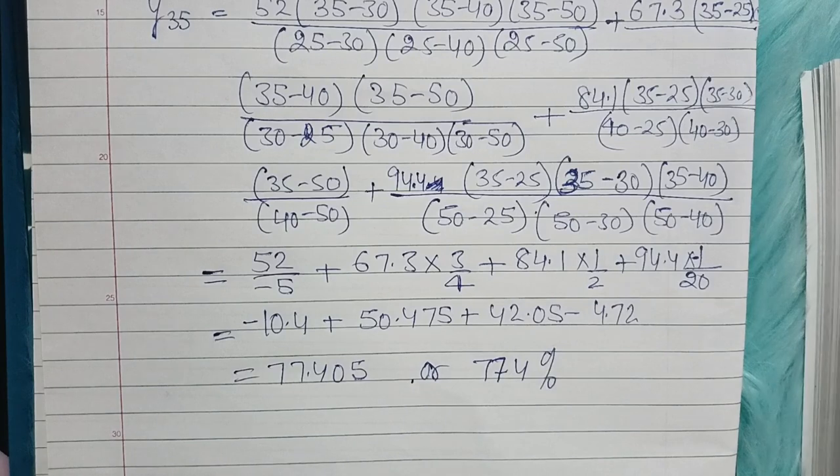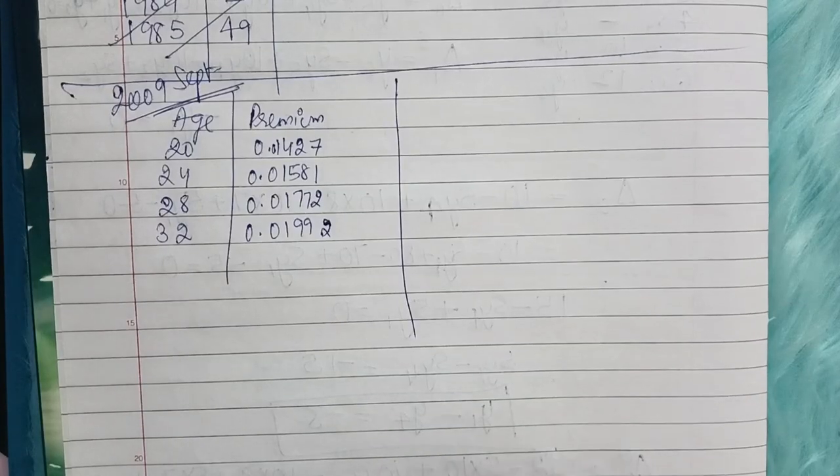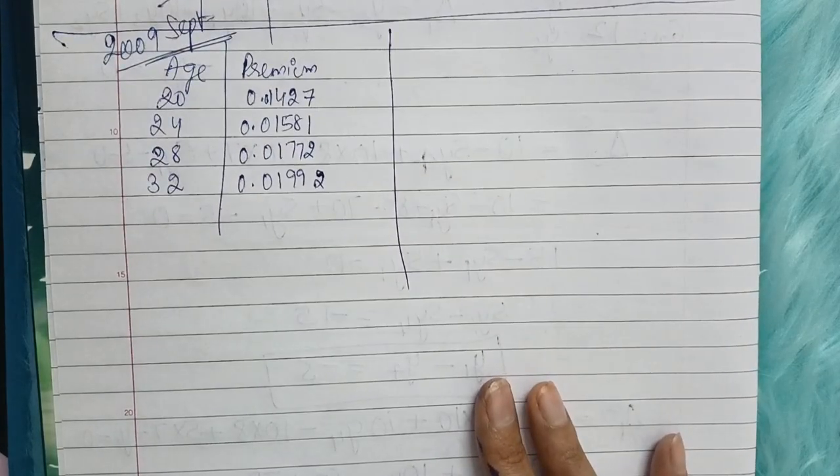Okay, so let me think about the next question which we need to do, that is 2009 September. Okay, now I have written the question, that is 2009 September, one of the good questions.